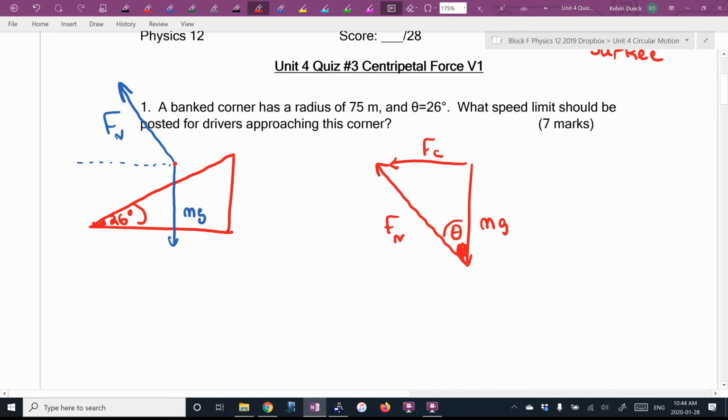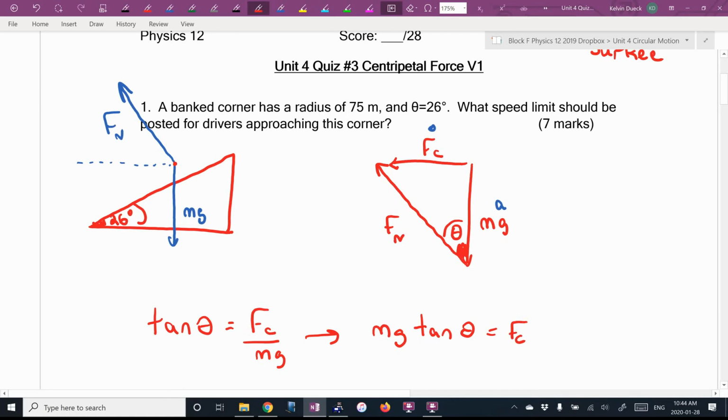They want the speed limit. Could I figure this out from the normal force? I'd have to play around with it. Since I almost always know gravity, I tend to use these two, opposite, adjacent. I'm going to use tangent. I get tan theta equals the circular force divided by gravity. Then I usually get FC by itself.